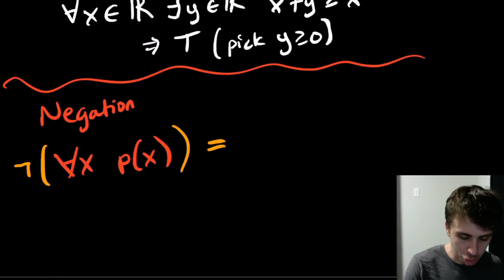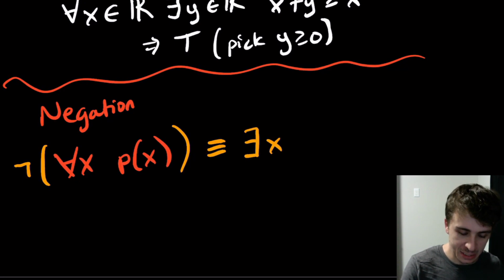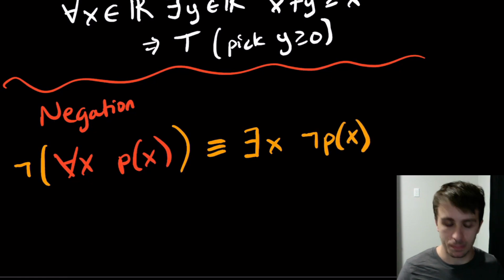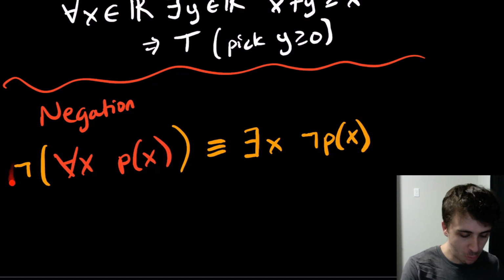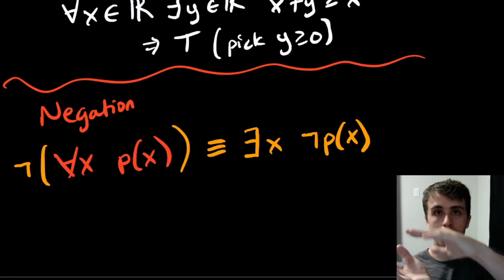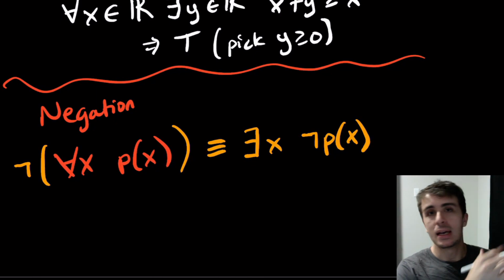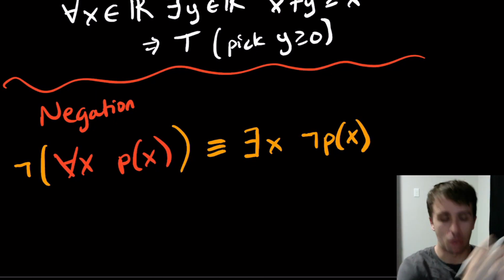So this is actually equivalent to saying that there exists an x such that we put the negation on the proposition now. So we're distributing the negation across the quantifier, so it switches from for all to exists, and if we had exists there, it would switch to for all.